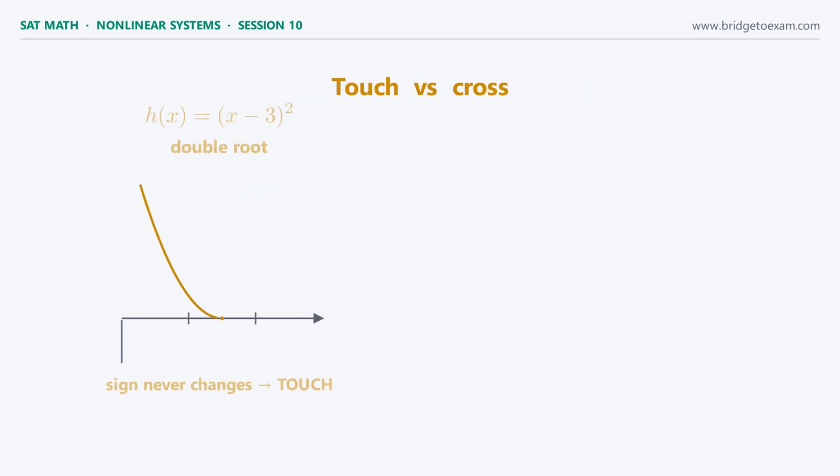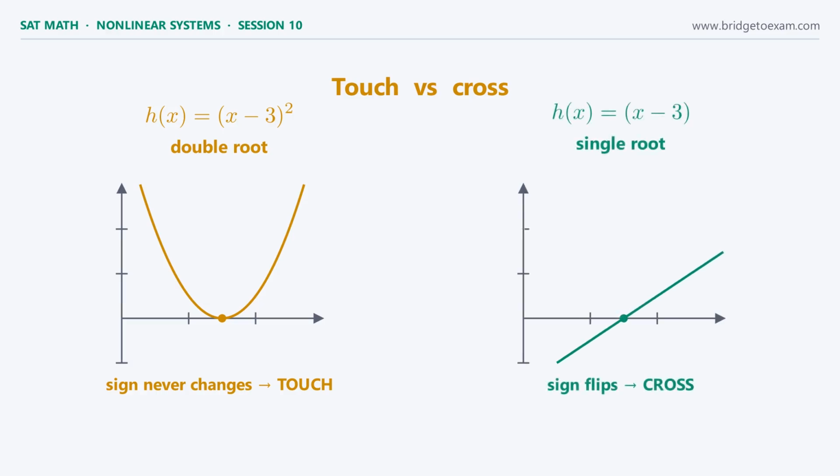One more graphical distinction, and it's a favorite of test writers. What if the difference function has a double root, like (x minus 3) all squared? There's a zero at x equals 3, but watch the sign around it. To the left of 3, x minus 3 is negative, and squaring makes it positive. To the right, x minus 3 is positive, and squaring keeps it positive. So h is positive on both sides, and 0 only at the single point.